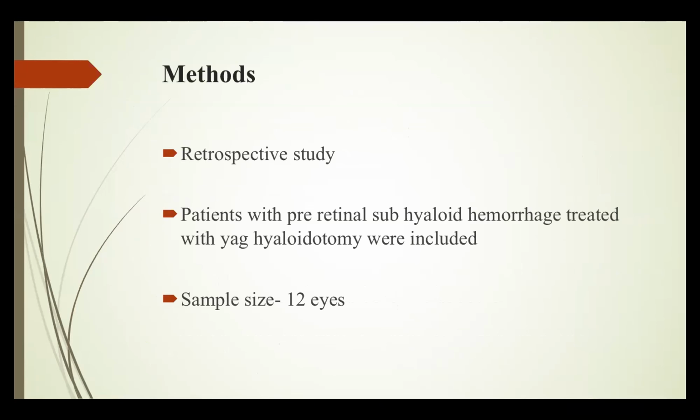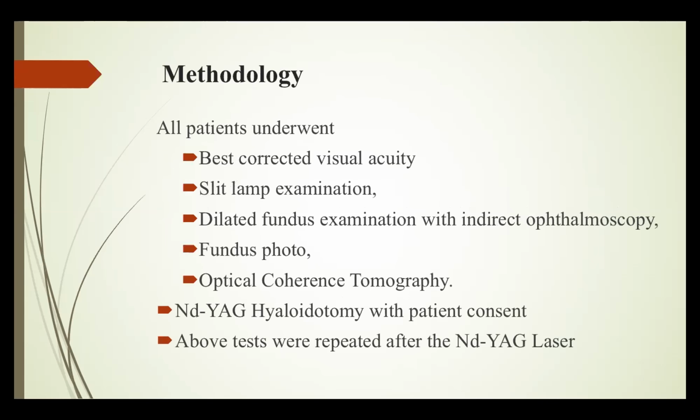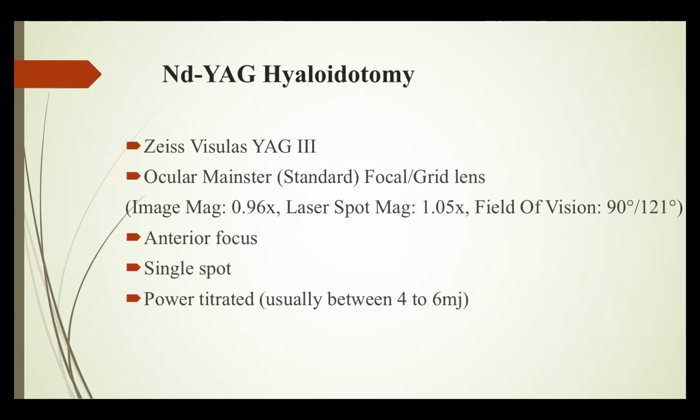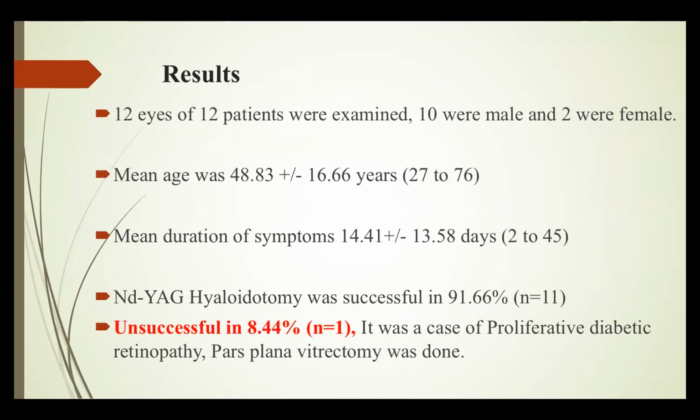Ours was a retrospective study in which patients with pre-retinal subhyaloid hemorrhage treated with YAG hyalotomy were included. Sample size was 12 eyes. All patients underwent best-corrected visual acuity, slit lamp examination, dilated fundus examination, fundus photo, and OCT. Nd:YAG hyalotomy was done with the patient's consent, and the above tests were repeated after the laser. We used the Zeiss Visulas YAG 3 machine with an ocular Mainster focal lens, anterior focus, single spot. Power was titrated, usually between 4 to 6 millijoules.